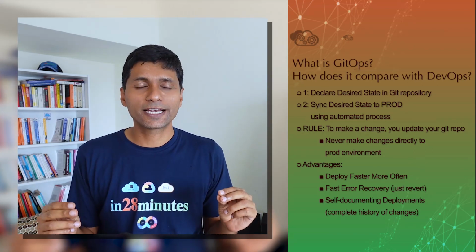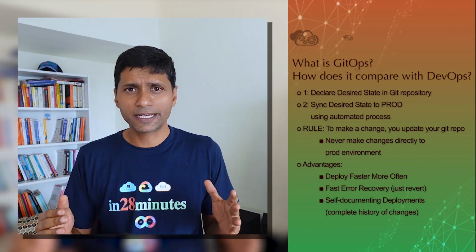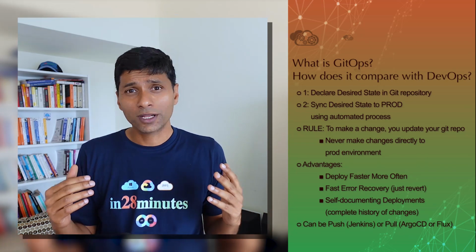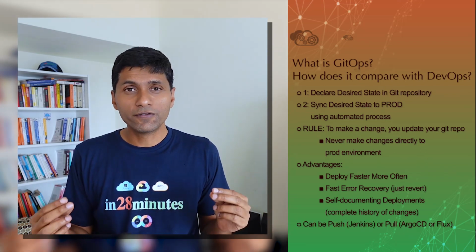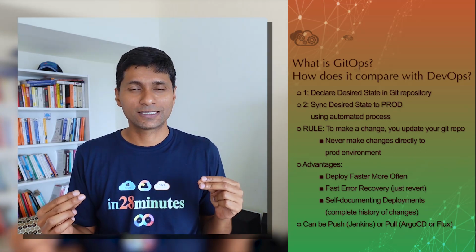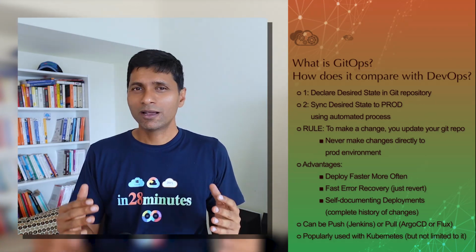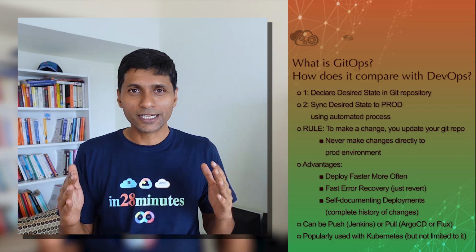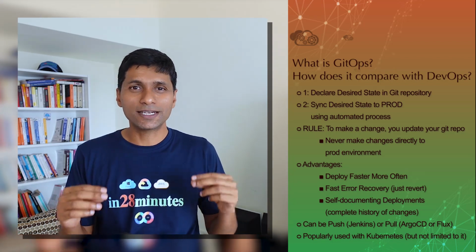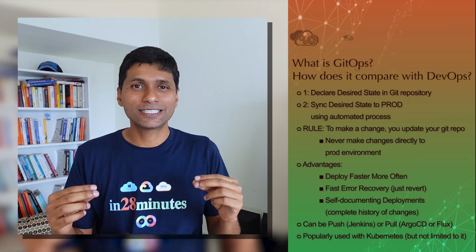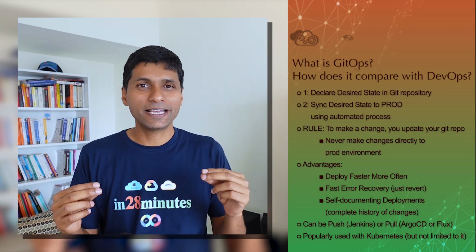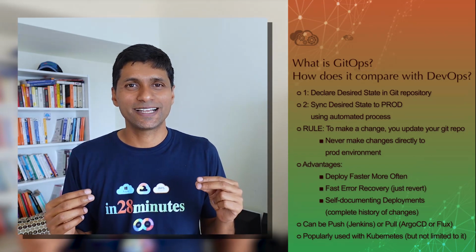Now, there are a lot of tools that can be used to implement GitOps. You can implement GitOps using Jenkins, or if you're playing with Kubernetes, you can go for Argo CD or Flux. GitOps is something which came in from the Kubernetes community, but it's not limited to Kubernetes alone. It's possible to understand GitOps and take the best practices of GitOps and implement them in non-Kubernetes projects as well.